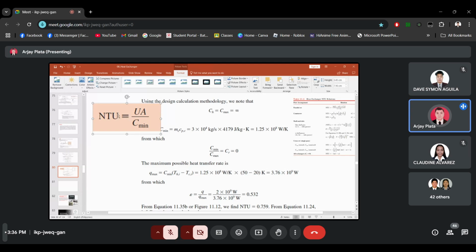We already have U. Cmin, we don't have the value yet, so you have to calculate Cmin first, and you should calculate NTU as well. Let's go first with Cmin. The formula is m times Cp. We have a mass flow rate of 30,000 kilogram per second times Cp of water, 4179. So Cmin is 1.25 times 10 to the 8 watt per Kelvin.